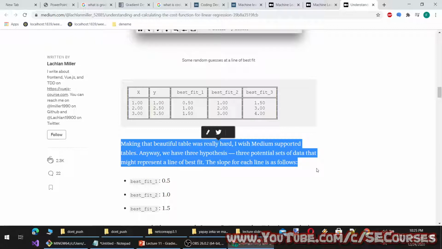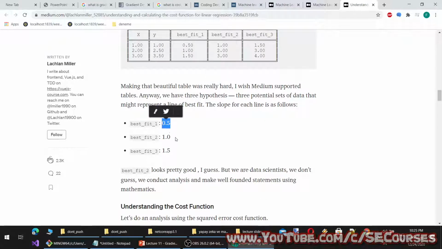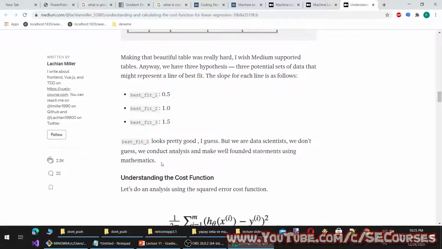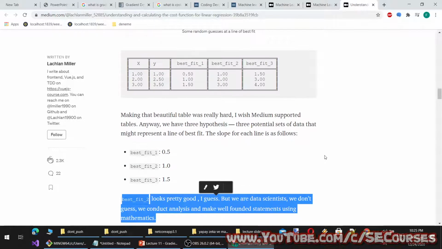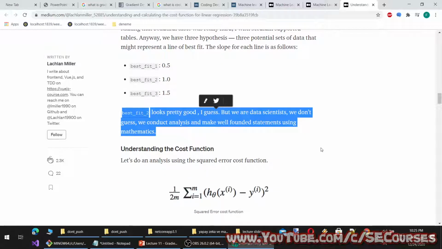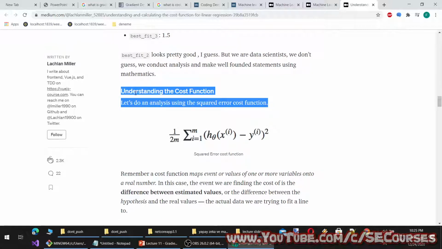Making that beautiful table was really hard. I wish Medium supported tables. Anyway, we have three hypotheses, three potential sets of data that might represent a line of best fit. The slope for each line is as follows. Okay, like this. Best_fit_2 looks pretty good, I guess. But we are data scientists, we don't guess, we conduct analysis and make well-founded statements using mathematics.